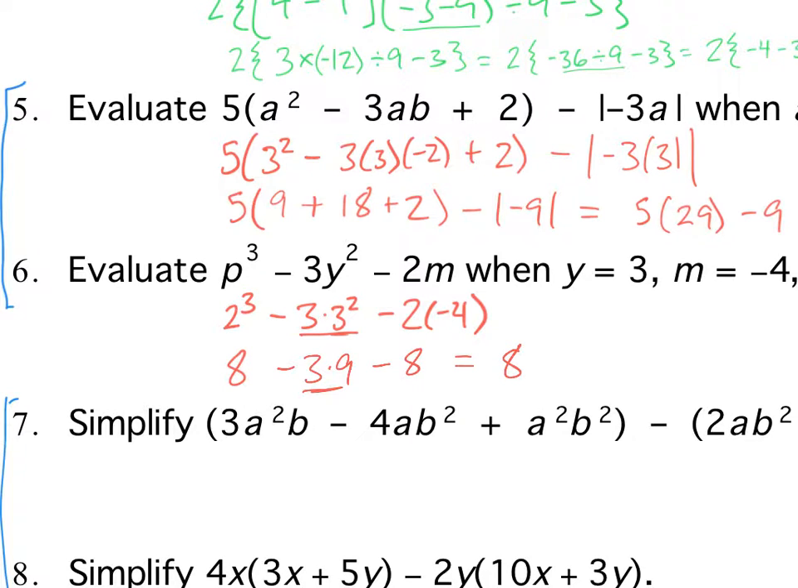That middle term here, 3 times 9, I need to do that multiplication before I do the subtraction that's around it. 3 times 9 is 27.